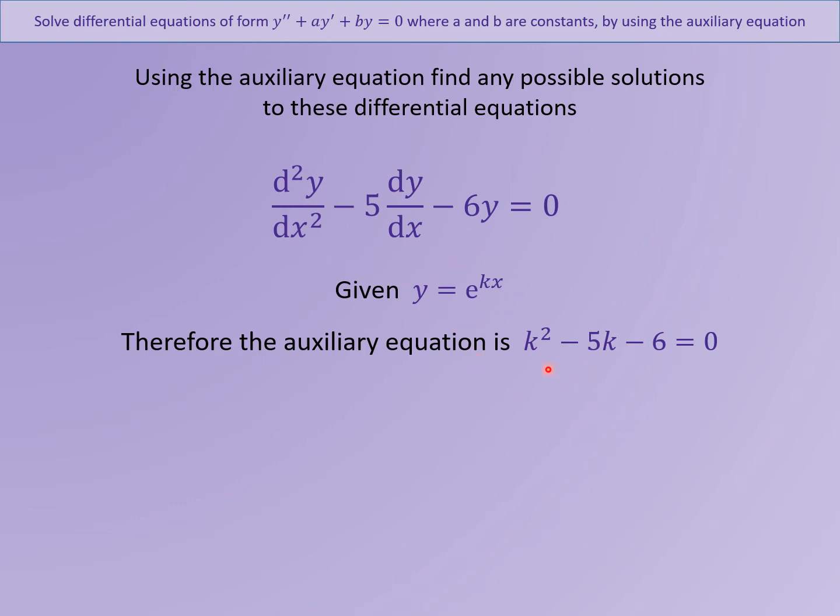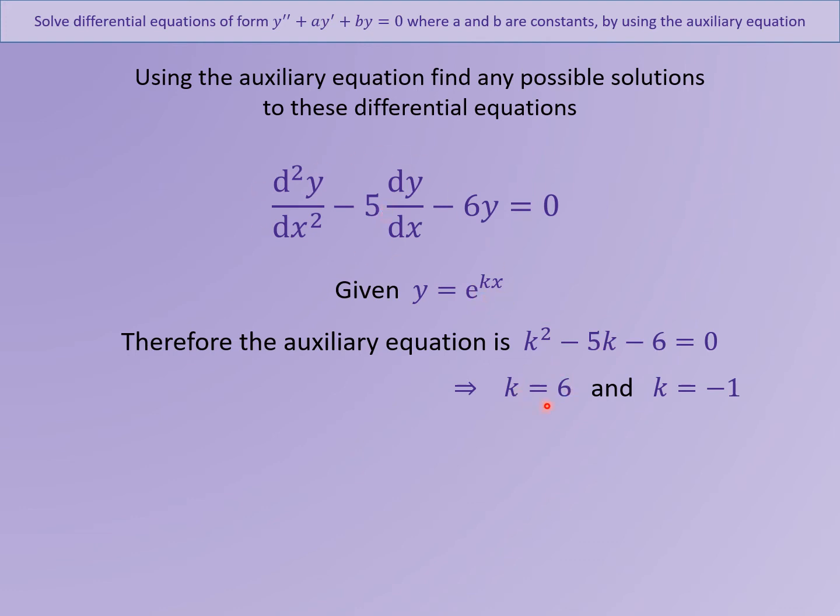Because we've got this quadratic, you can use whichever means you like to solve it. In this case, we get 6 and minus 1. I'm sure you've got your calculators to do that for you. So once we've got those two values, well, it gives us two solutions: y equals e to the 6x and y equals e to the minus x as our two solutions to this equation.